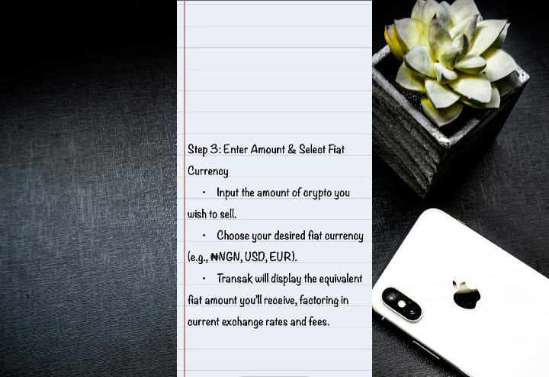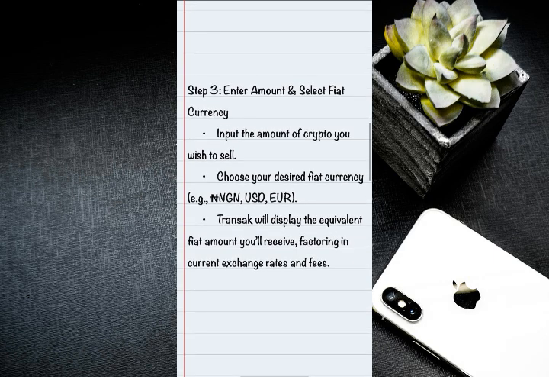Then choose your desired fiat currency. For example, you can pay from the NGN, which is Nigerian currency. You can also pay the USD, which is the dollar or the euro. Then after that, Transak will display the equivalent fiat amount you will receive, factoring in currency exchange rate and fee.